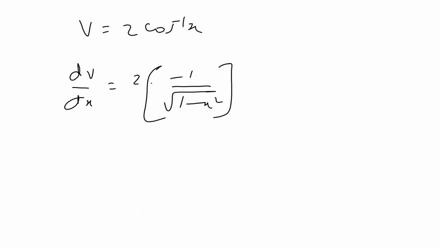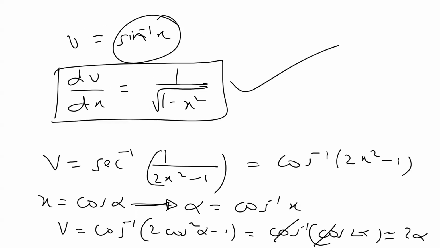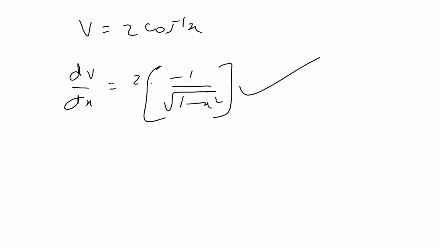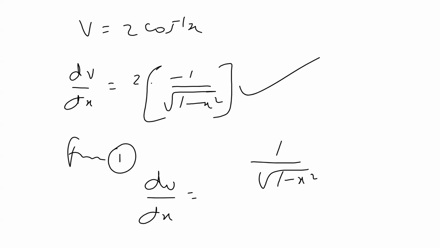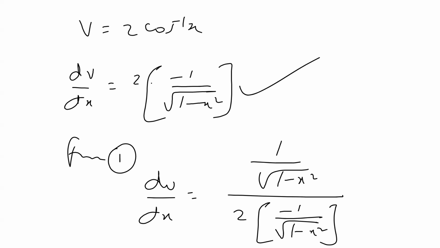Now once you have got du by dx, and once you have got dv by dx, put this in equation number 1. So du by dv is equal to du by dx. Du by dx is 1 upon root 1 minus x square, and this is 2 into minus 1 upon root 1 minus x square, right? So this and this is gone. So this is minus half.